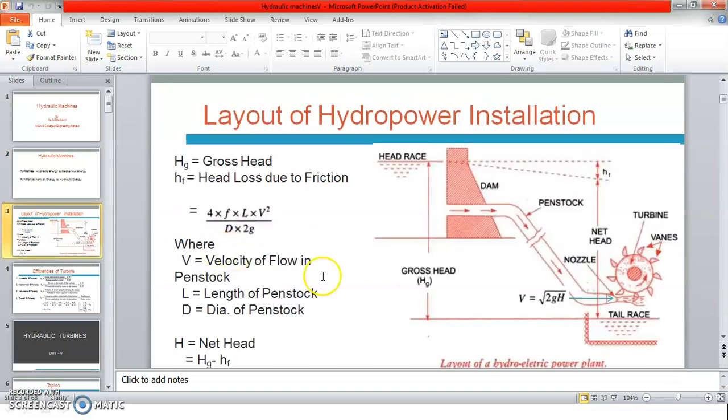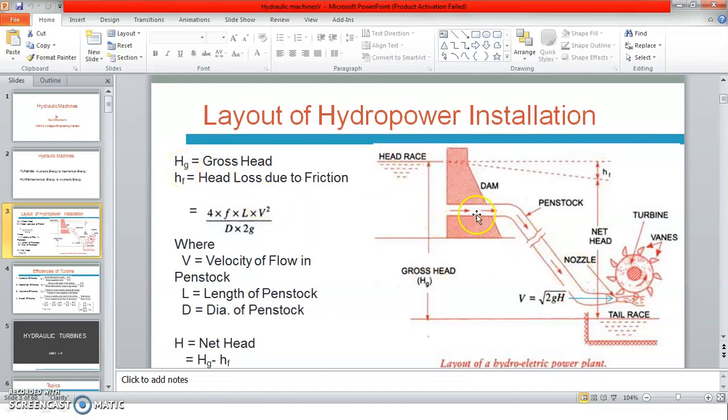Now here we'll see the layout of the hydropower installation. You can see this is a gross head. Now you can see this diagram. A hydropower installation is simply like this. A hydropower plant consists of a dam, on either side of which there is a reservoir. The headrace is there, and this is the bottom or tailrace. The difference between these two is called the gross head, denoted by Hg.